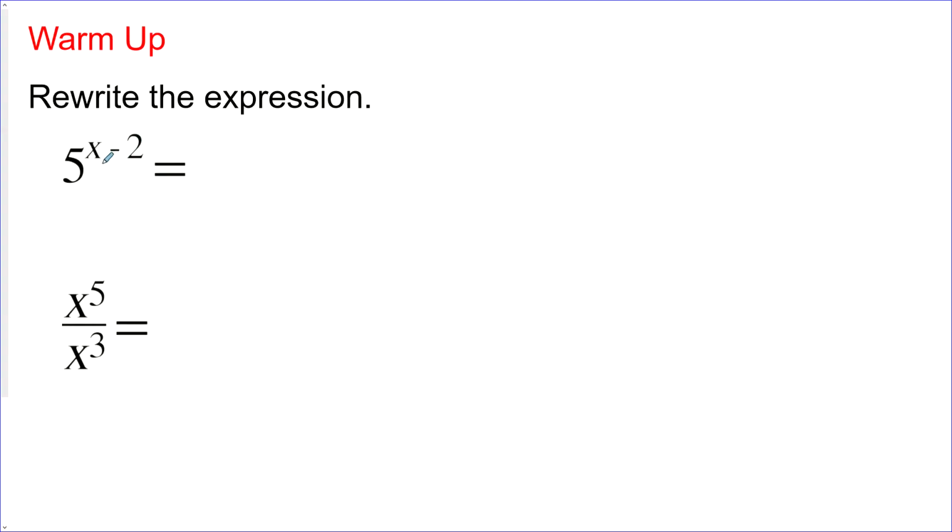Let's warm up. Let's rewrite these expressions in a different form using our exponent rules. So this one is 5 to the power of x minus 2, and we know if we're subtracting in the exponent, that is like dividing by that exponent with its own base. And we can do the reverse. If we have this, we can say this is x, and the exponent will be 5 minus 3. And so a different way to write this one is just x squared.